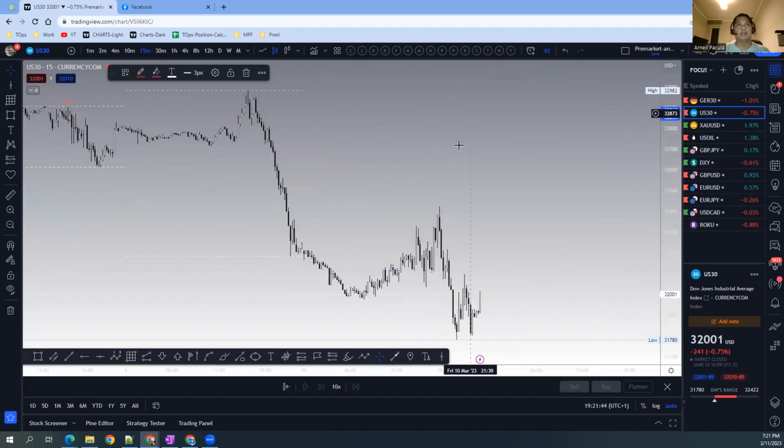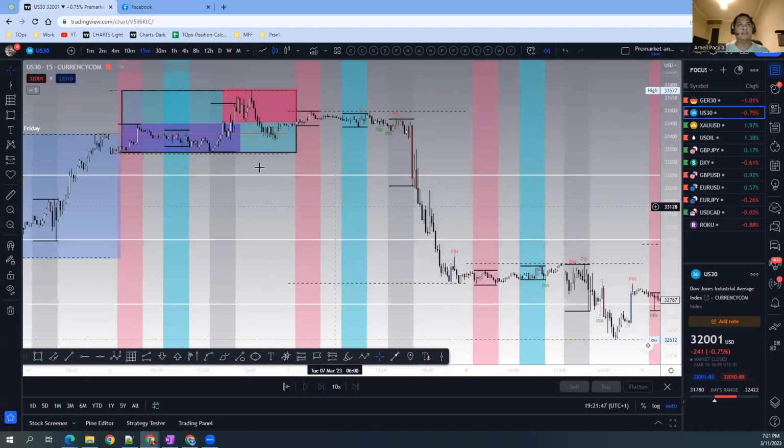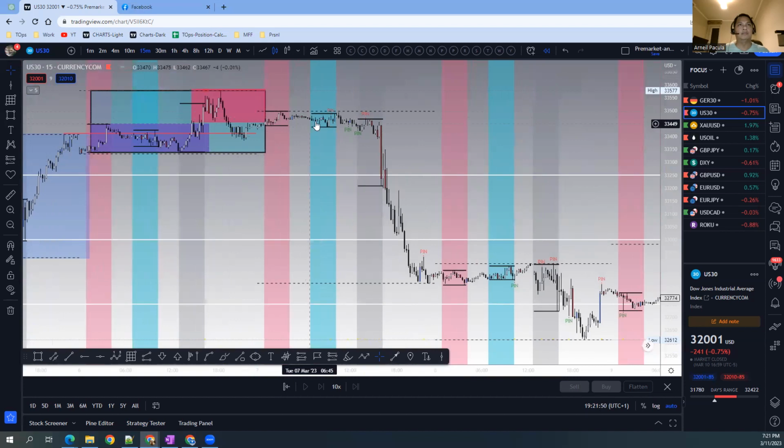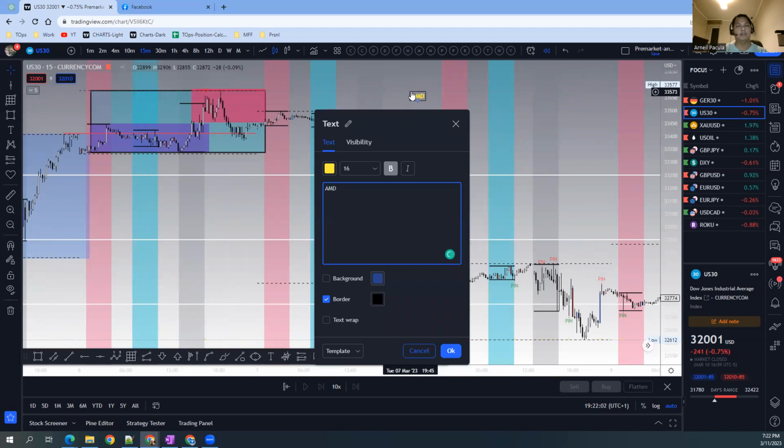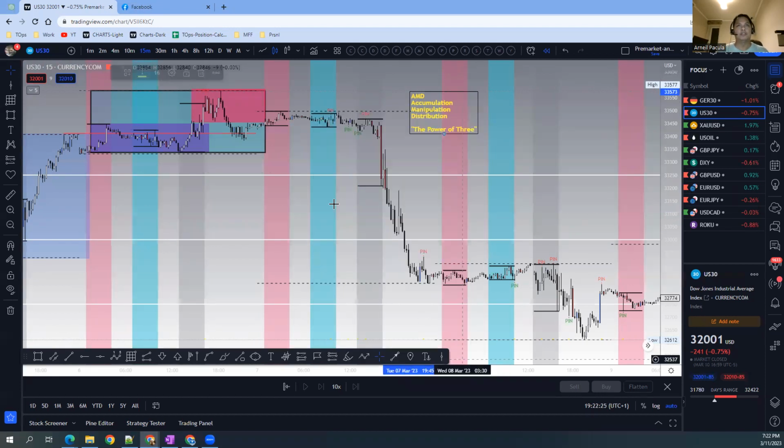All right. So back to the price action on Tuesday. As you can see, we have first accumulation and manipulation and distribute. So it's always going with this AMD. So this is in ICT. This is AMD: accumulation, manipulation, and the third is distribution. So this is actually called power of 3 in ICT, Inner Circle Traders.